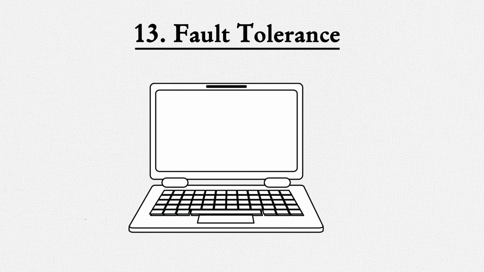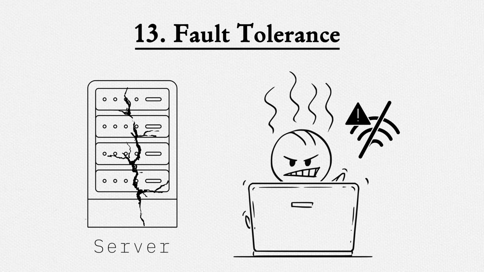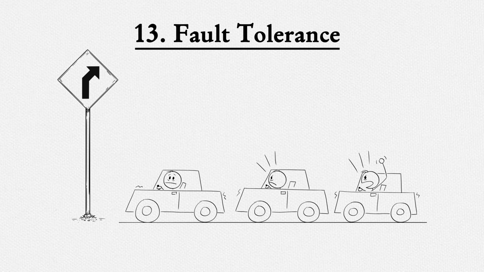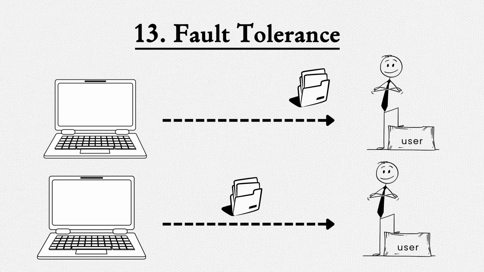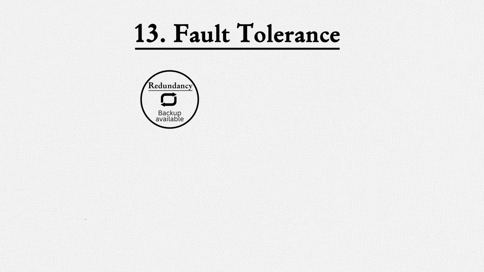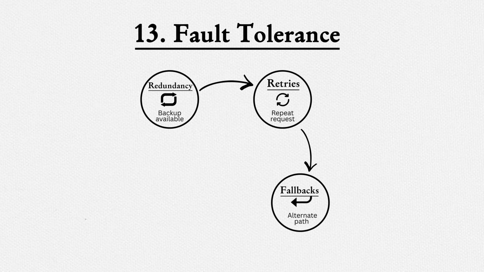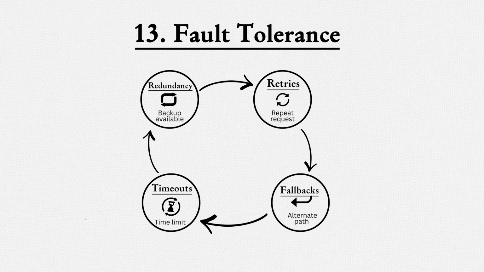Finally, good system design assumes that failure will happen. Servers crash, networks break, and traffic spikes unexpectedly. Systems must degrade gracefully, serving partial functionality instead of completely failing. Redundancy, retries, fallbacks, and timeouts all work together to ensure that users experience minimal disruption.